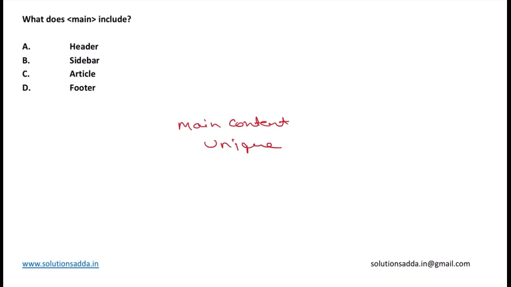So main content contains the entire article inside the article element, and hence main includes article within it. Therefore option C is the correct answer.